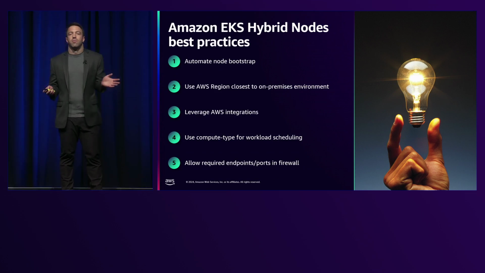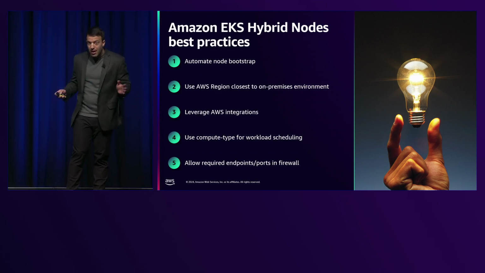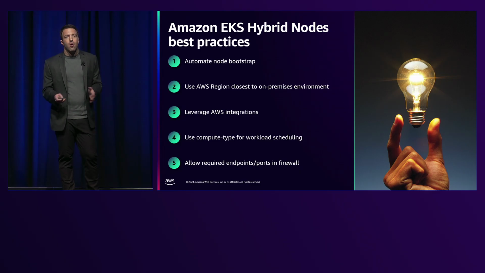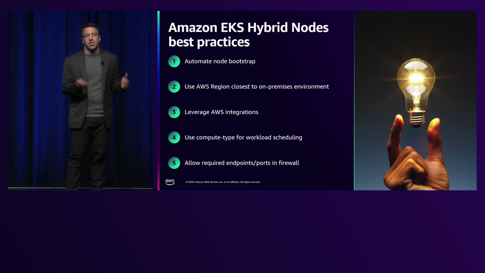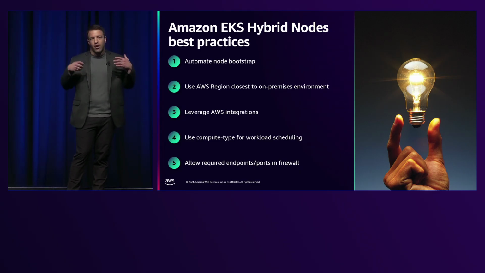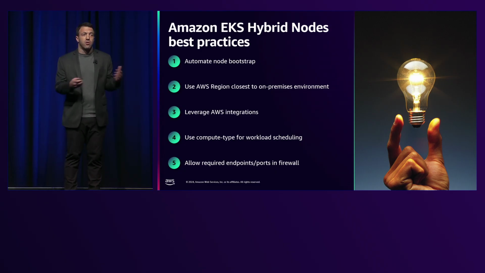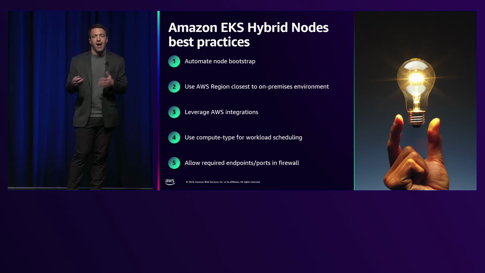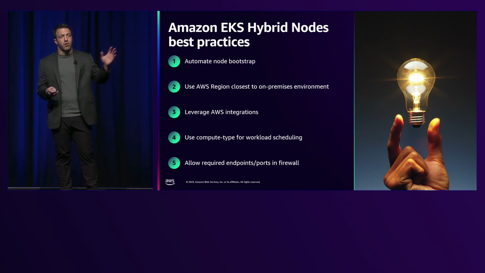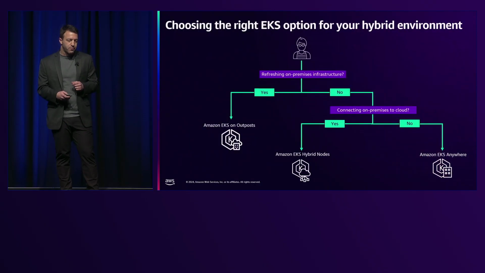And lastly, and probably most importantly, throughout the process of getting started with hybrid nodes, work very closely with your networking and security teams to ensure your firewall rules and your security groups allow the bidirectional communication that's required from your on-prem or edge locations into the AWS region for the control plane and other AWS services that you might want to integrate with hybrid nodes.